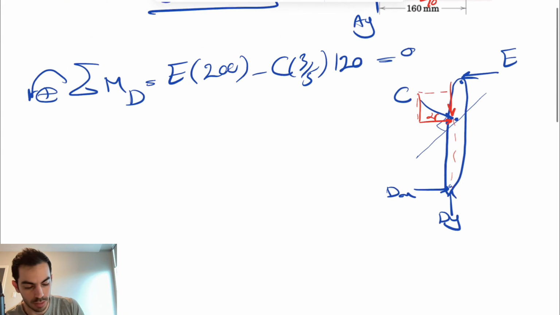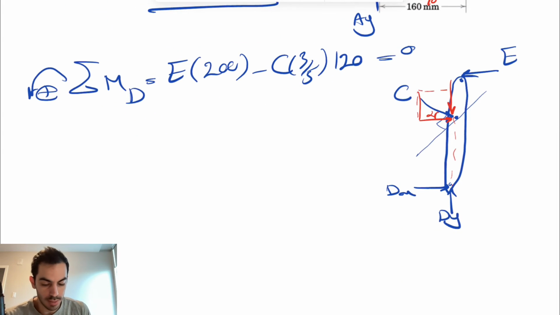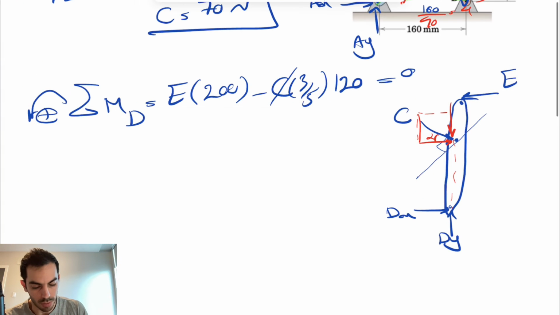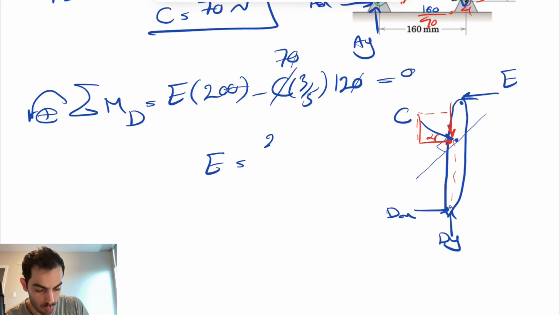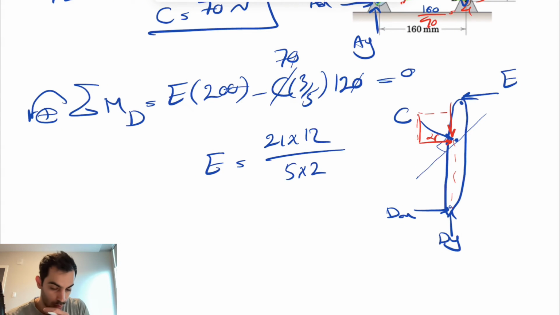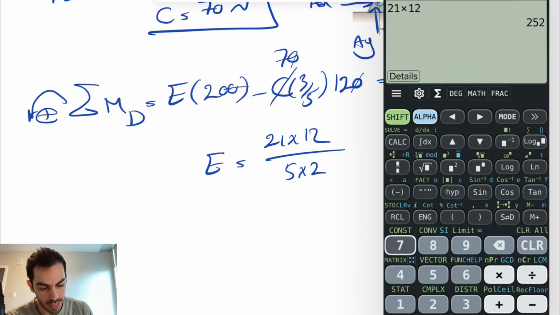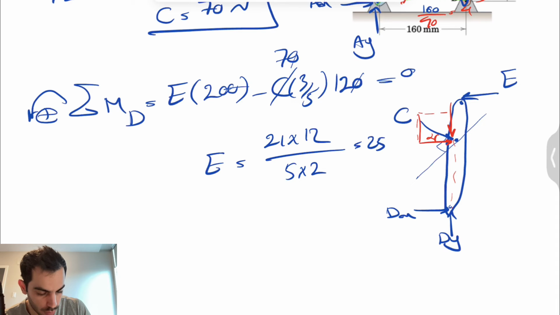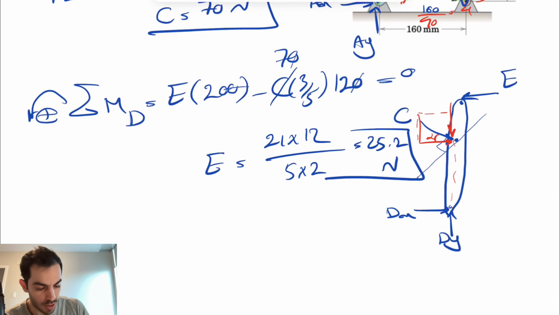And this should give us the force E in here. We already know that C is 70, so we can find E. We can cancel out all the zeros. So 21 times 12 divided by 5 times 2. Let's see what we get. We just have to divide this by 10, so it will be 25.2 newtons. We found E.